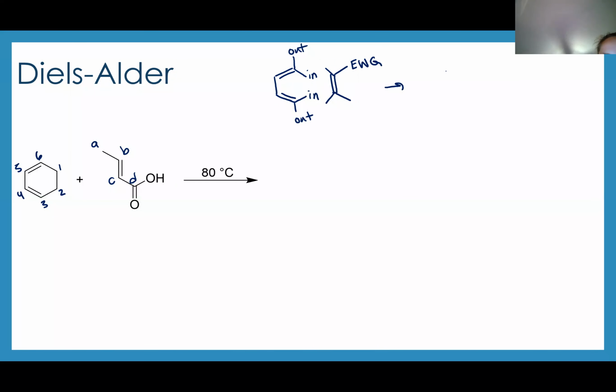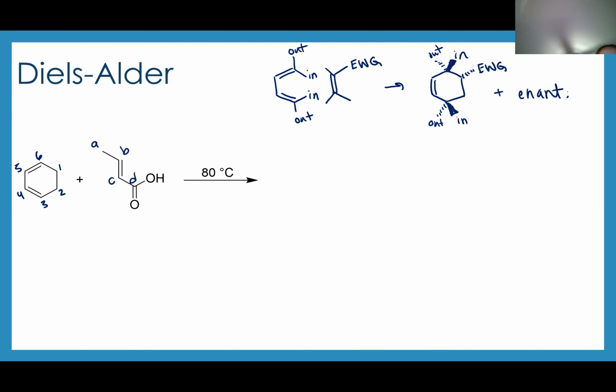For your major product, there is a simple formula for drawing it out. The outside substituents, you should draw them pointing down. Your inside substituents, you can draw them pointing up. And then anything that is electron withdrawing, if possible, draw it going down. And then there's always the possibility for an enantiomer, depending on the structure of your dienophile.